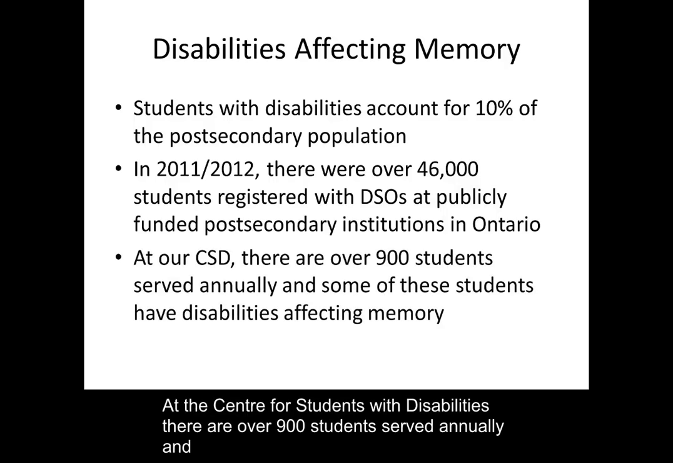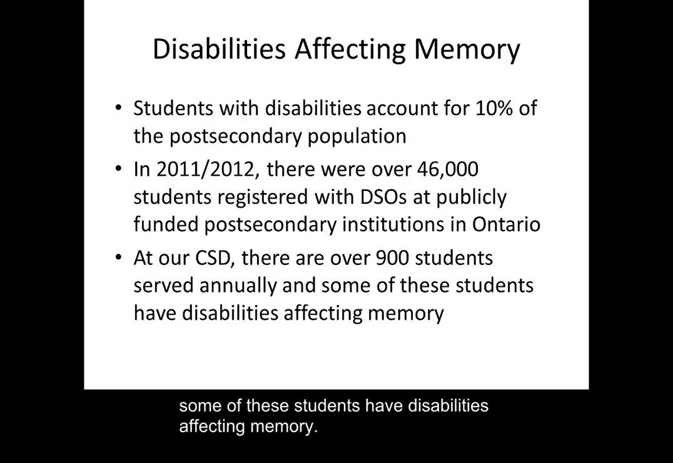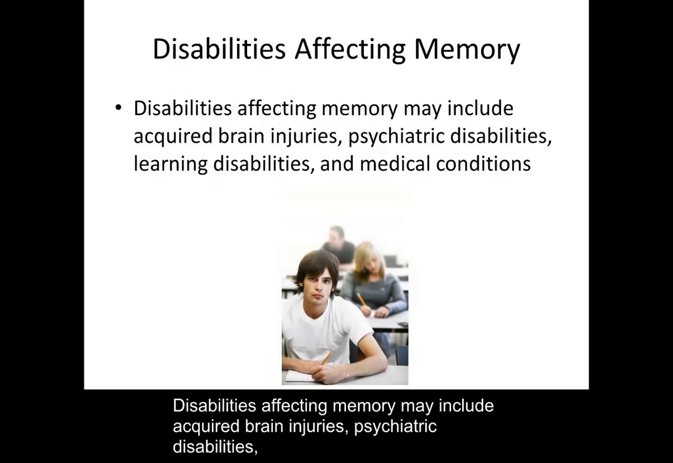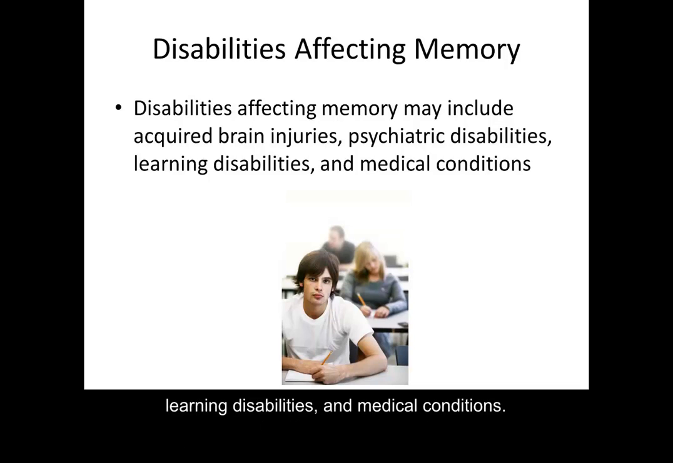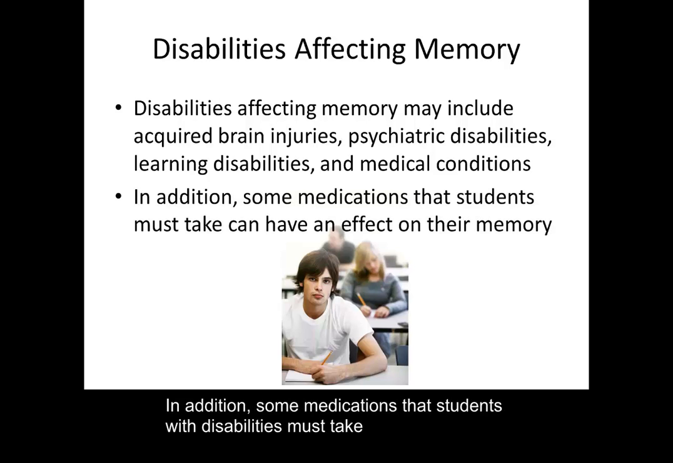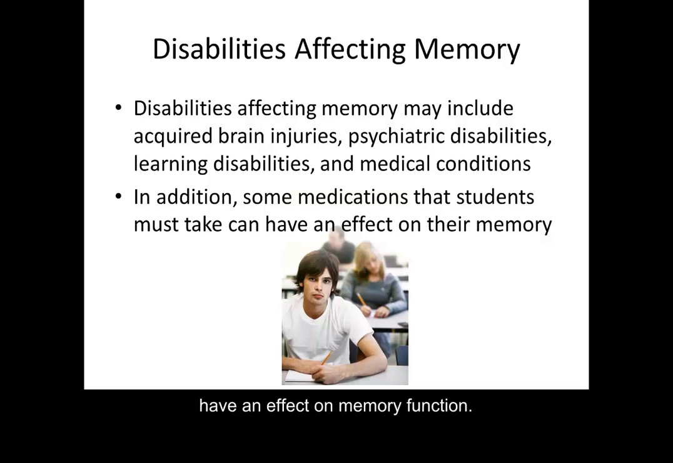At the Center for Students with Disabilities, there are over 900 students served annually, and some of these students have disabilities affecting memory. Disabilities affecting memory may include acquired brain injuries, psychiatric disabilities, learning disabilities, and medical conditions. In addition, some medications that students with disabilities must take have an effect on memory function.